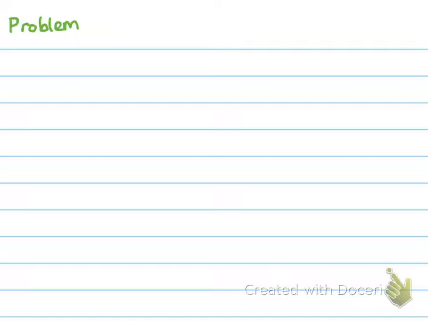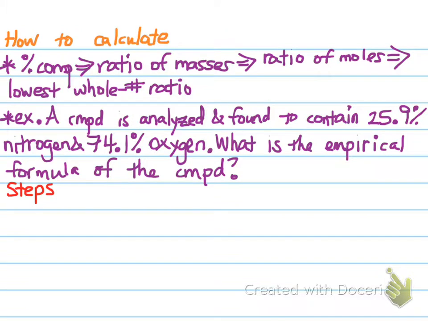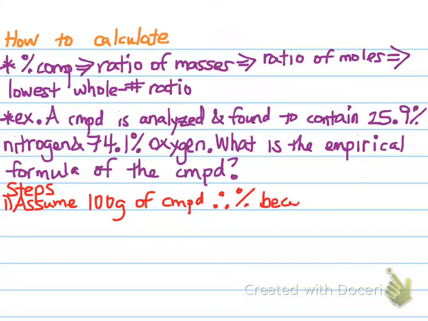Okay, so we're going to explain the steps, and then we're going to do the problem. Okay, so step number 1 when we're doing any of these empirical formula problems is we're going to assume we have 100 grams of our compound, because therefore our percentage becomes a mass. Because we've been given percent composition, we're going to assume we have 100 grams of our compound.